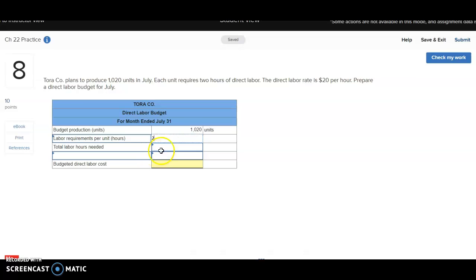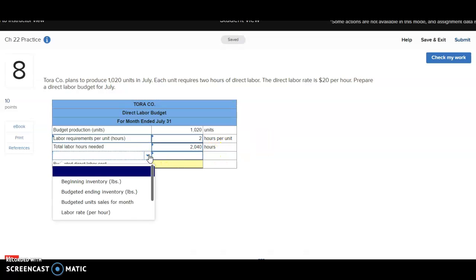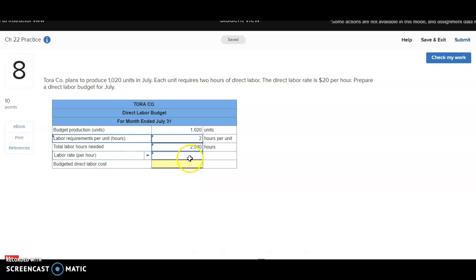So 2 hours is going to be multiplied by the number of units that we are putting into our budget. So 1,020 times 2 gives us 2,040 hours that we're going to need in total labor hours. Our labor rate per hour, they told us, was $20 per hour, so that's going to give us a budgeted direct labor cost of $40,800. All right, let's look at number 9.